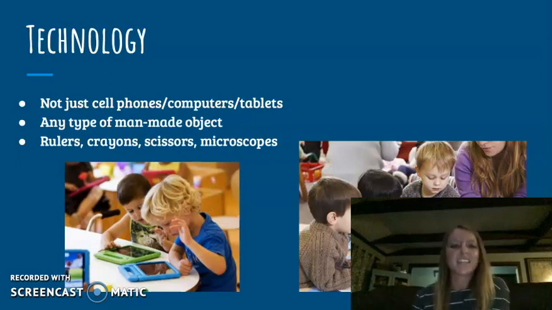Technology. When we think of technology, we typically think of cell phones, computers, tablets, things of that nature, but technology is any type of man-made object. That could be a ruler, crayon, scissors, microscopes, anything of that nature that is helping students learn using this technology.